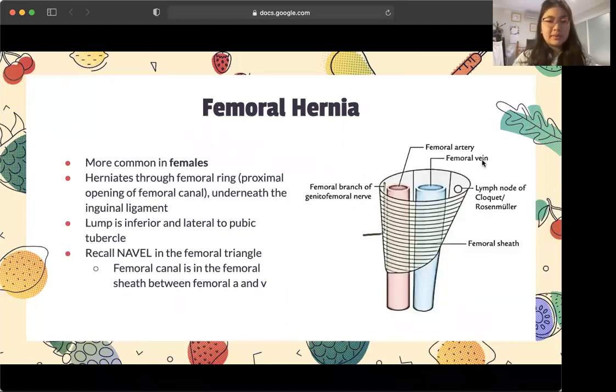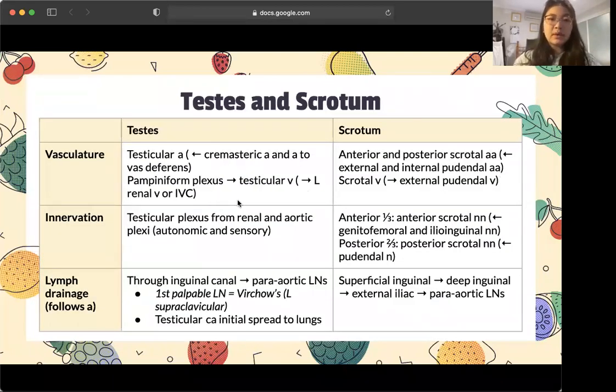Femoral hernia, I won't speak too much about this, just know that it happens more commonly in females. And if you recall NAVEL, the nerve, artery, vein, empty space, lymphatics in the femoral triangle, it just slots into that empty space. The rest of the info is on the slide. We do need to be aware that testes and scrotum have different vasculature, innervation, and lymphatic drainage.